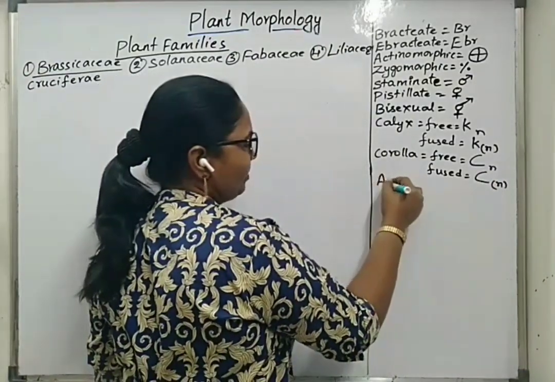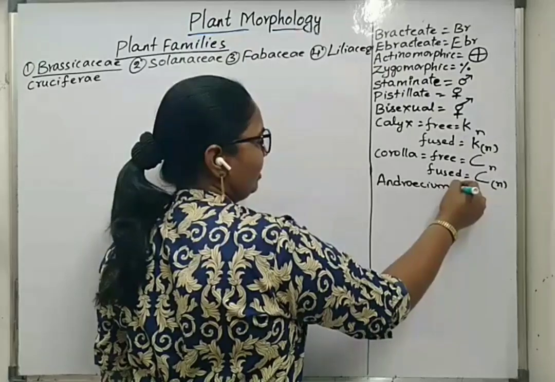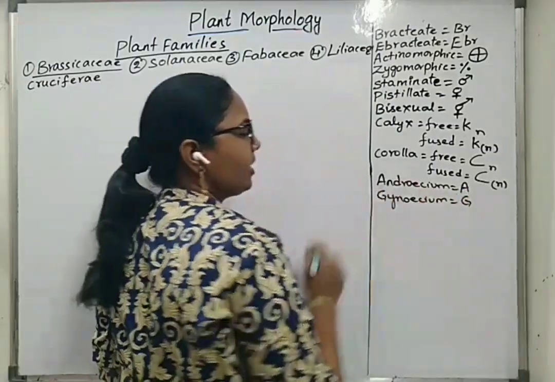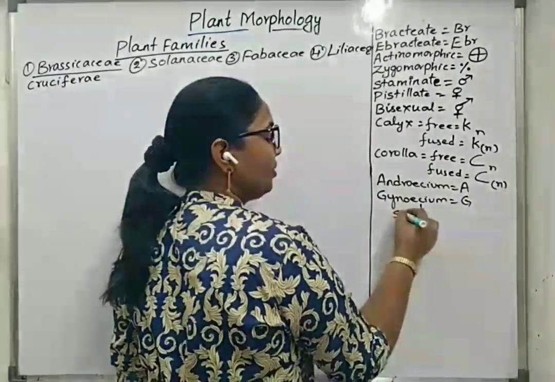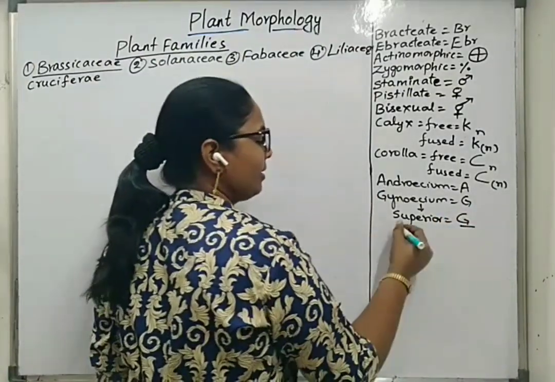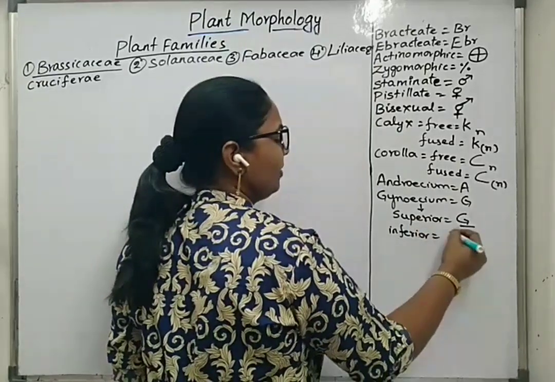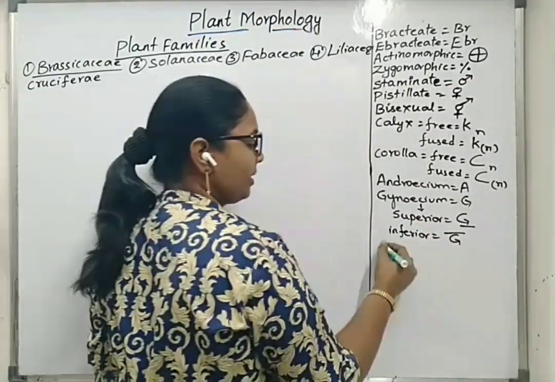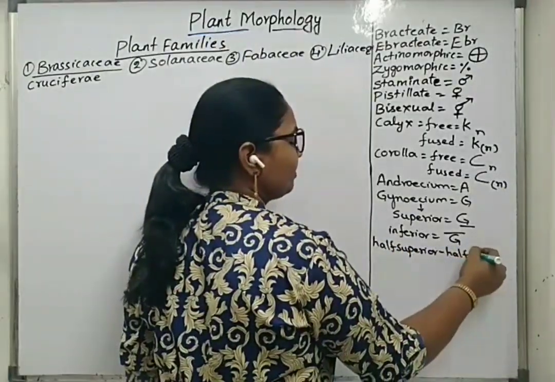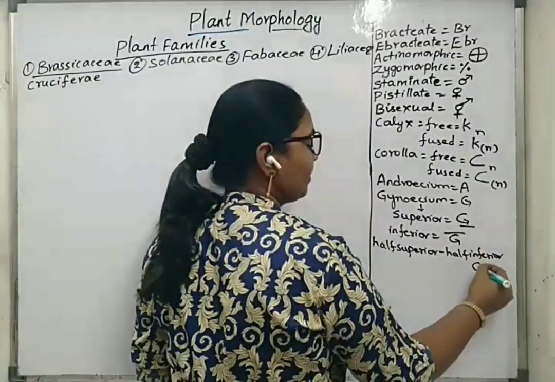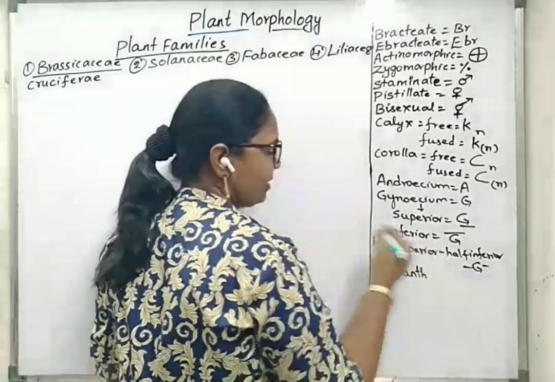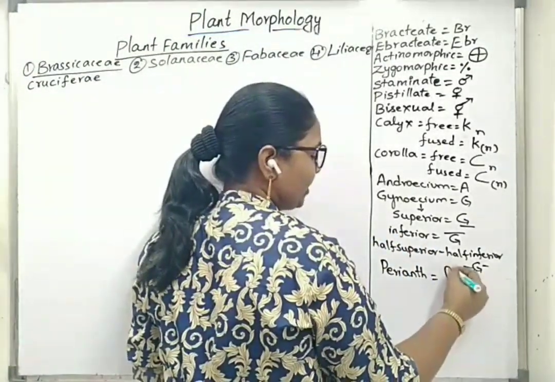Next one, androecium. It is represented with capital A. Gynoecium is represented with capital G. In case of gynoecium, if it is superior, then we represent capital G with a line on top. If it is inferior, we represent a line and G at the bottom. If the gynoecium is half superior, half inferior, then it is represented like this. Next, perianth, meaning the fused petals and sepals, is represented with capital P.